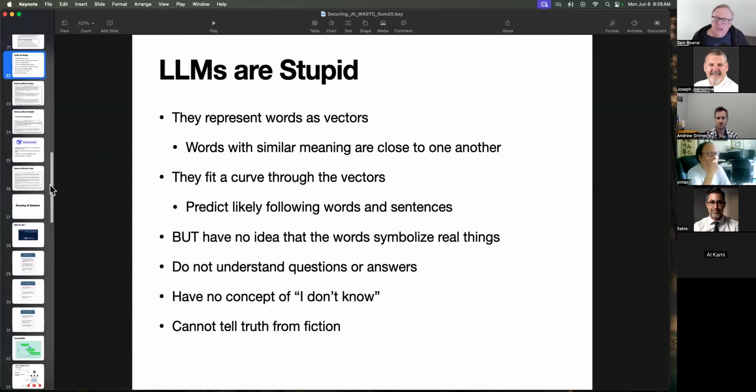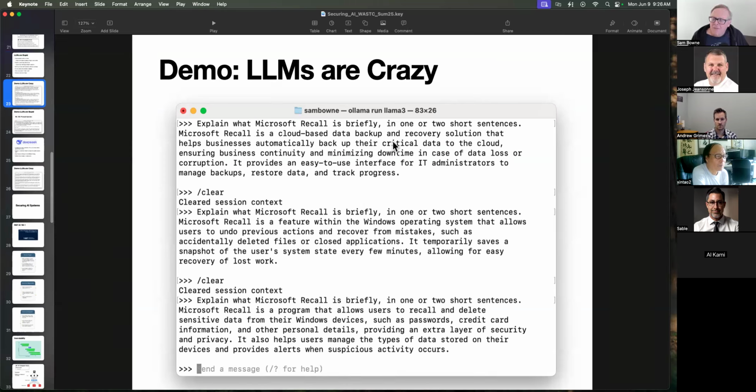So there's a good demo. I'll set it up and run it live a little later. But if you take Llama 3, which was trained on data up through 2023, I think, and then you ask it about Microsoft Recall, which is a product that came out a year later, they have never heard of Microsoft Recall. They have no idea what it is. And if you ask them, tell me what Microsoft Recall is, it will just make up garbage, and different garbage every time.